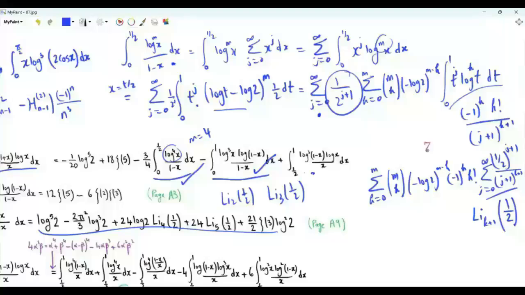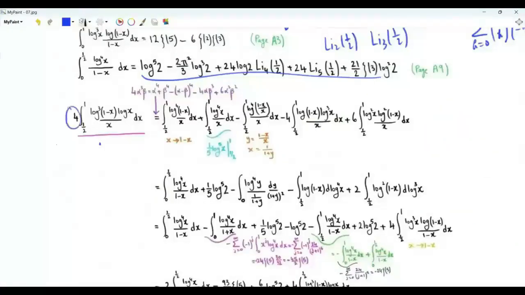We still have to tackle this integral. Here it is multiplied by 4. We make use of this identity. Alpha is log 1 minus x and beta is log x. We split into 5 integrals. This one is straightforward. In that one, replace x by 1 minus x. For this integral, use the substitution y equal to 1 minus x over x, which means that x is 1 over 1 plus y. When x is 1/2, y is 1.